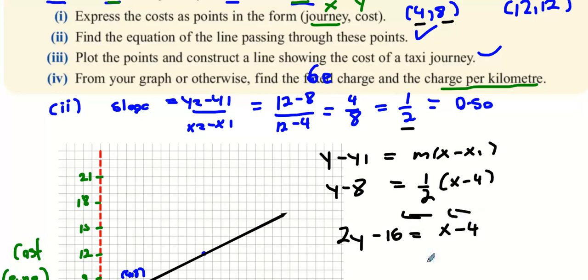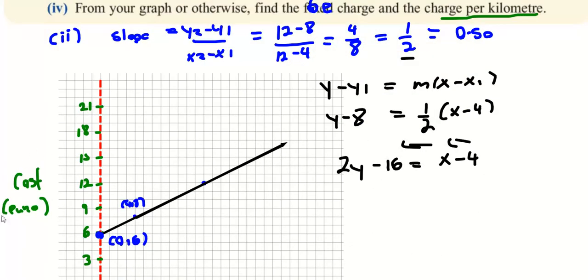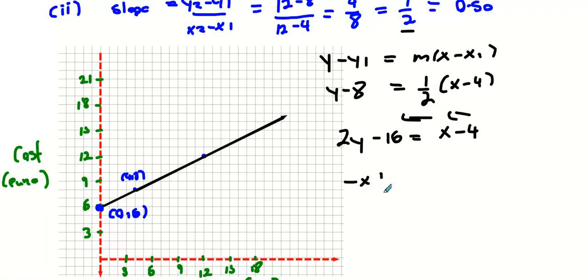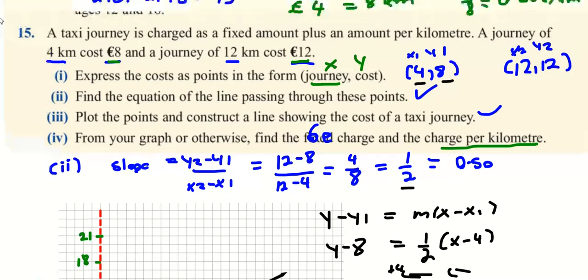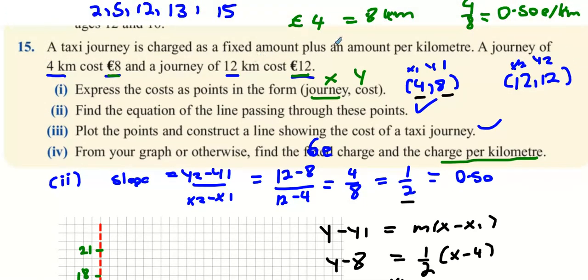Bring everything to the left and we get minus x plus 2y minus 16 plus 4 is minus 12 equal to 0. Then multiply both sides by a minus and we get x minus 2y plus 12 equals 0. Alright guys, that's it done there. So these are questions 2, 3, 12, 13 and 15.